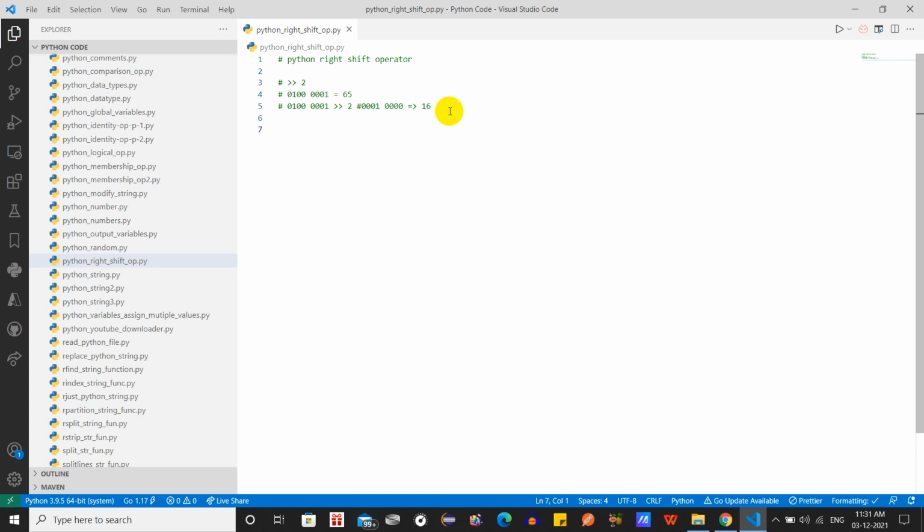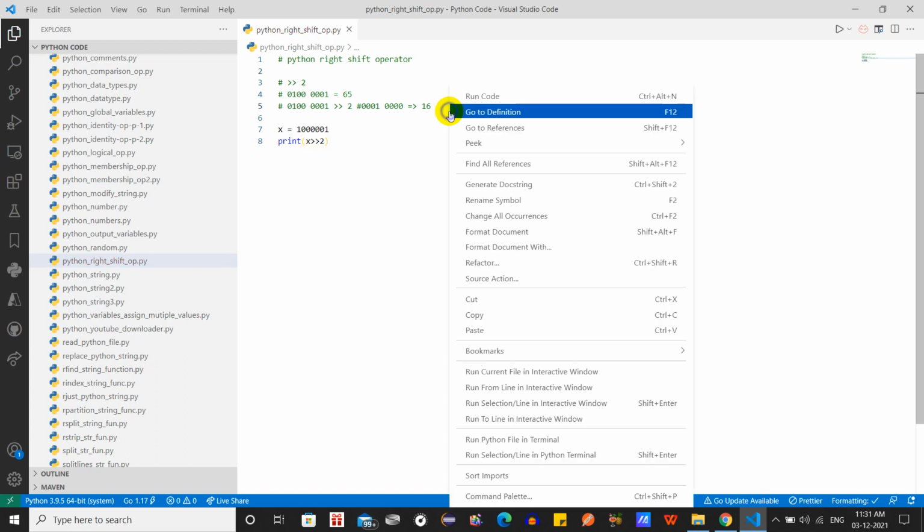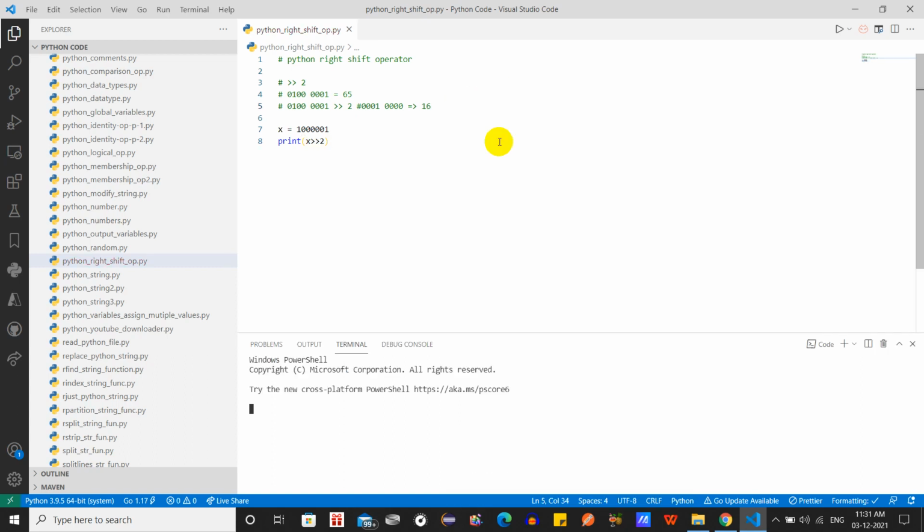Okay, so let's see. Suppose x equals 1 5 zeros 1. Then print x right shift 2. What is going to be written here? Okay, so here it returns 2 5 25.